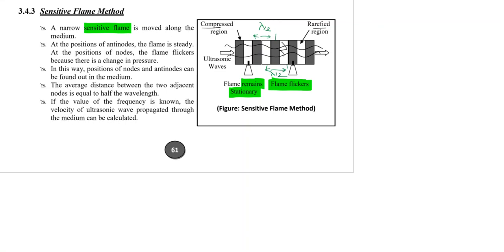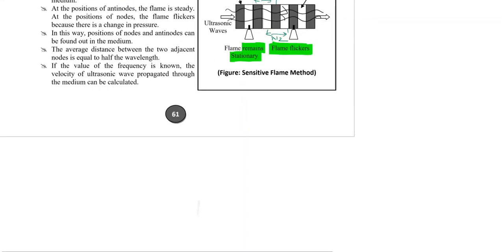Out of them, the Kunz tube method is very famous and popular, and all other methods are used to detect the ultrasonic waves for different frequencies.